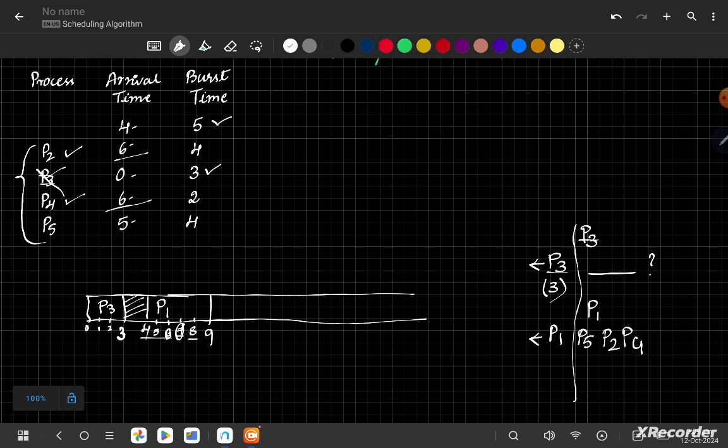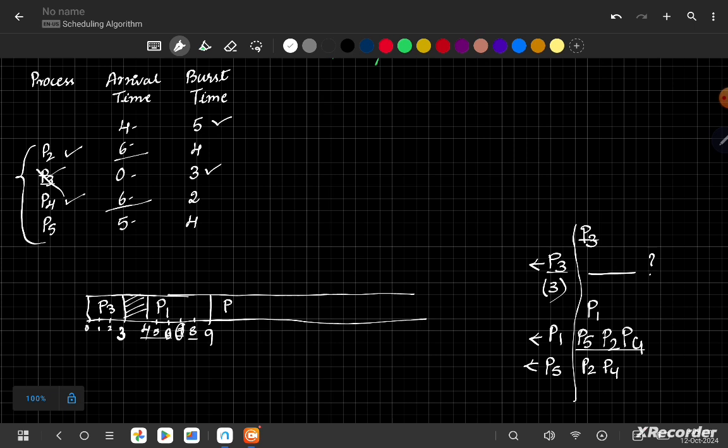Now the leftover is P5, P2 and P4. So P2, P4 and P5. These are the only processes that were present, and all the processes have already arrived. Now after P1 you have to see the order. Who came first? P5 came first. So you will be giving the CPU to P5. P2 and P4 remain in the ready queue in the same order.